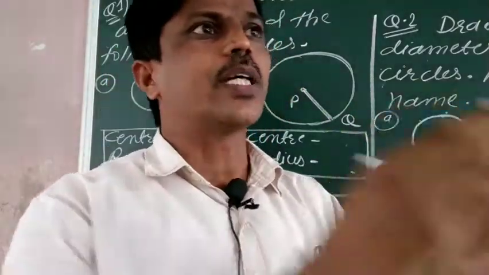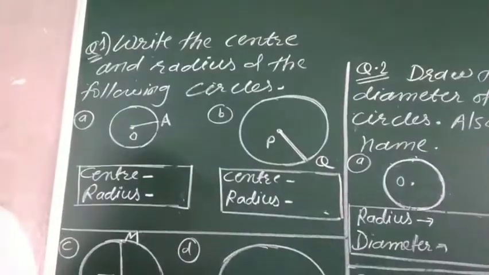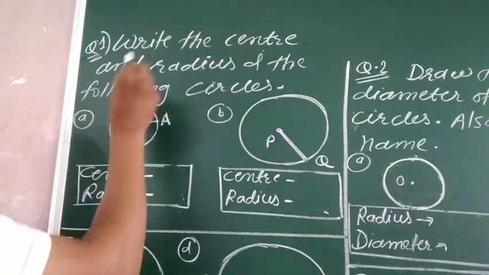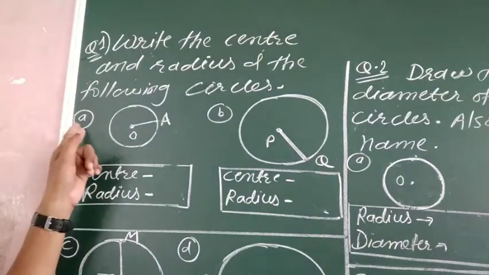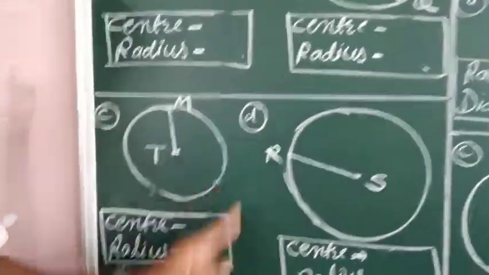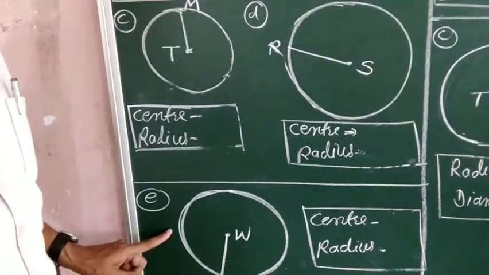On the basis of our previous class, here are some questions which we have to solve. Let's see the first question: write the center and radius of the following circle. Dear students, circle A, circle B, circle C, circle D and circle E. So some circles are given here, A, B, C, D and E.